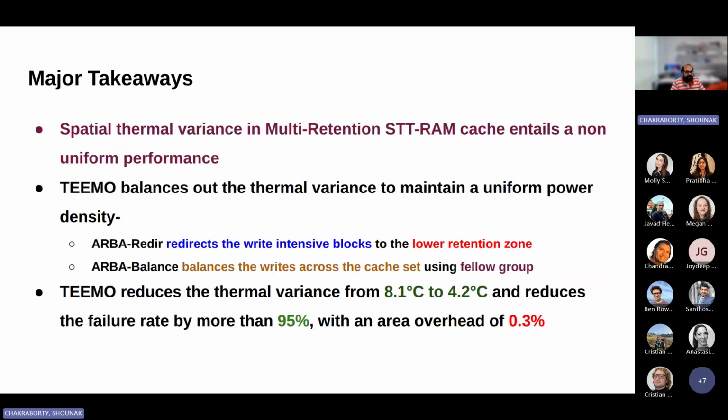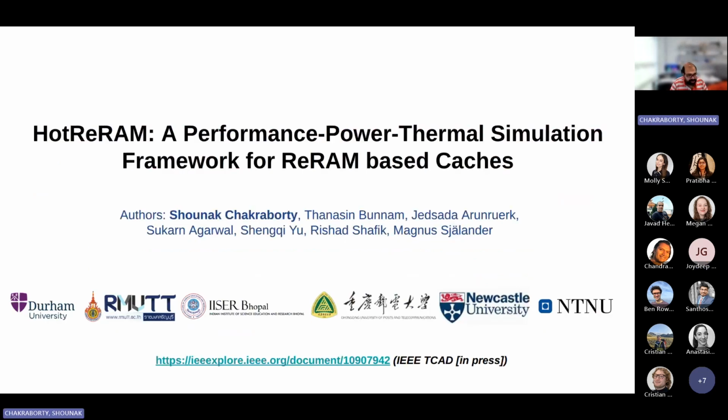The major takeaway from TIMO is that the spatial thermal variance in multi-retention STT-RAM cache entails non-uniform performance, and TIMO balances out the thermal variance to maintain a uniform power density. ARBA-Ready and ARBA-Balance redirect the write-intensive blocks and balance the writes across the cache sets respectively. Finally, TIMO reduces the thermal variance from 8.1 to 4.2 degrees Celsius and reduces the failure rate by more than 95%, with an area overhead of 0.3%, which is really negligible. So this is how TIMO works.